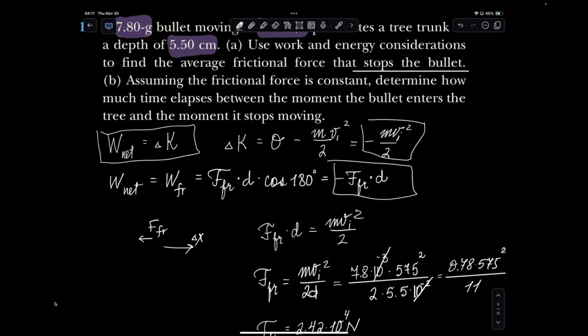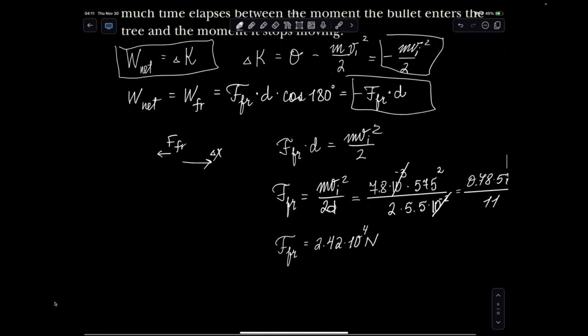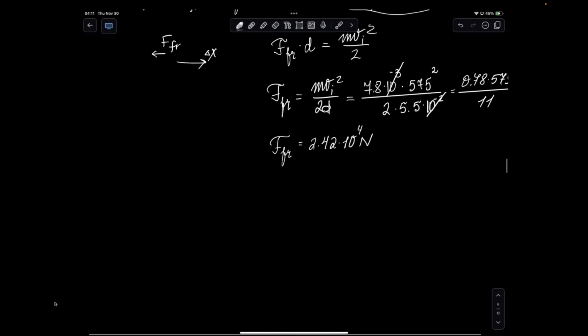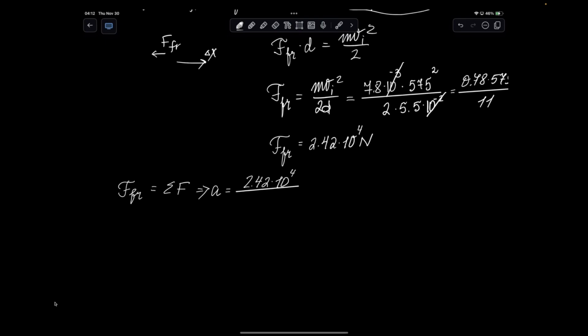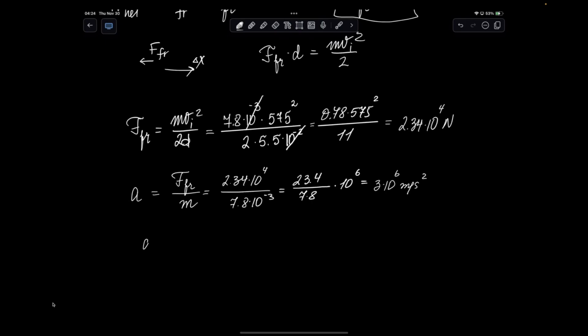Assuming the frictional force is constant, determine how much time elapses between the moment the bullet enters the tree and the moment it stops moving. You will later find a shorter way to solve this, but for now, if I know my force of friction as net force, then I can find acceleration as 2.42 times 10 to the positive fourth, divided by mass, which is 7.8 times 10 to the negative third. And then the formula for acceleration, as you remember, is v final minus v initial over the time that passed. So 0 minus 575 over negative 3 times 10 to the negative 6. So 1.92 times 10 to the negative fourth seconds.